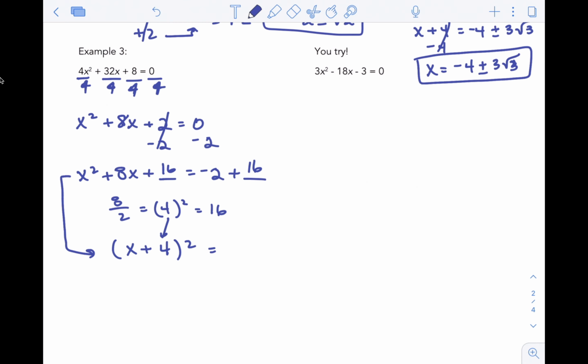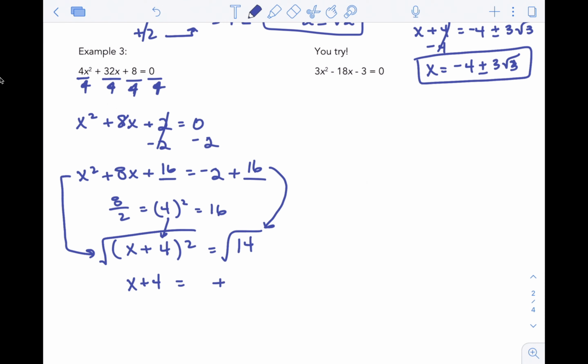Remember, this is not a coincidence. Every single time the number cut in half, the result of that number cut in half is going to be what goes in the binomial squared. And then we have what? Negative 2 plus 16, 14. We square root to finish it.